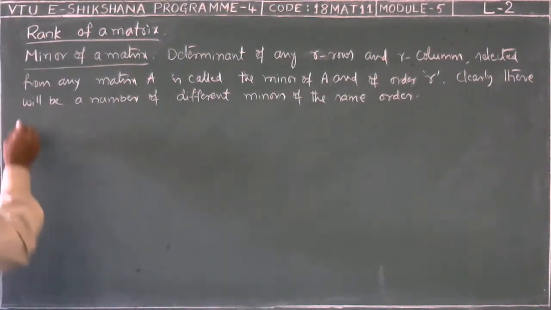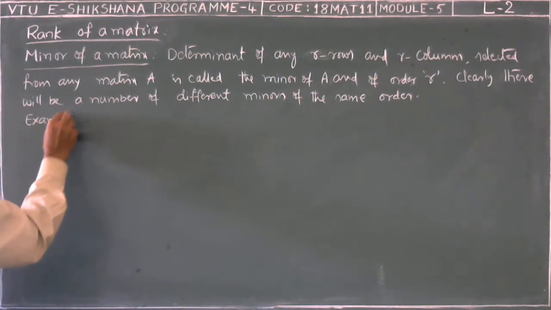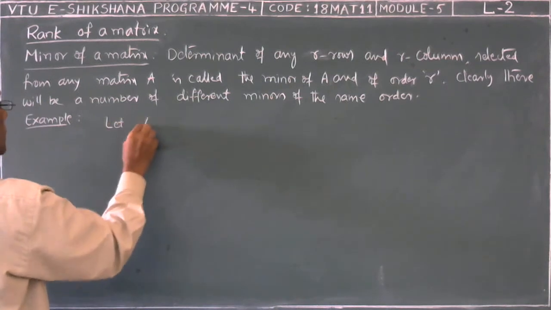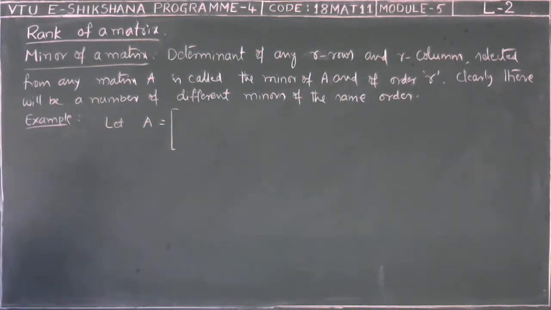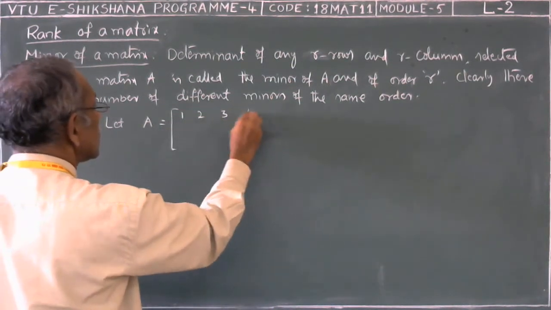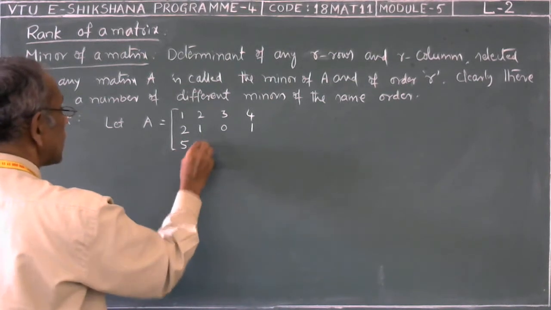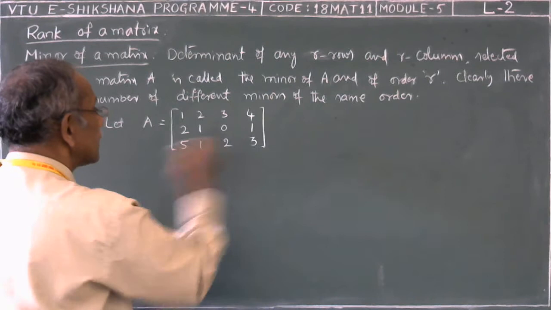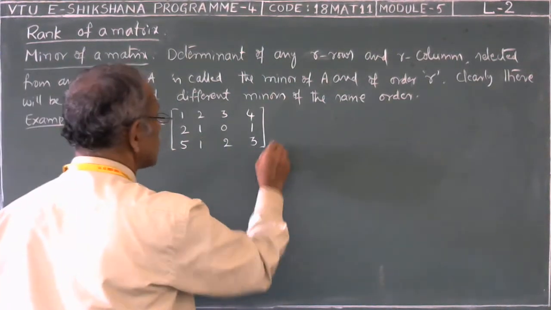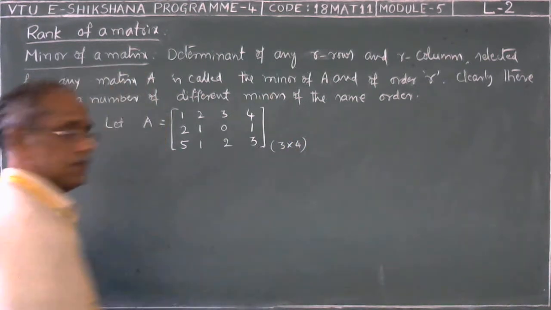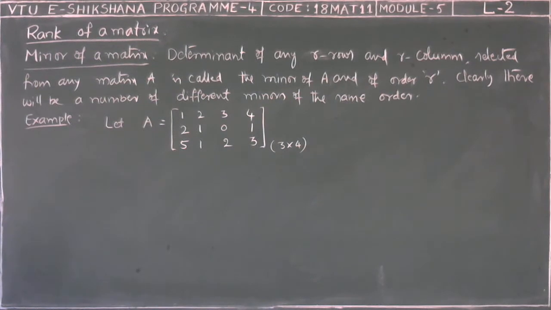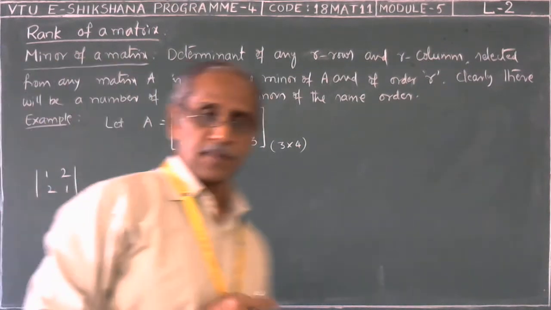Okay. Now, let me give an example for this. Consider a matrix A with elements 1, 2, 3, 4, 2, 1, 0, 1, 0, 1, 5, 1, 2, 3, 5, 1, 2, 3. There are 3 rows and 4 columns. The order of the matrix is 3 by 4. Now you select R rows and R columns, say for example 2 rows and 2 columns. First row, second row, first column, second column, and form a determinant with elements 1, 2, 2, 1. This is a 2 by 2 minor of A, or a minor of A of order 2.